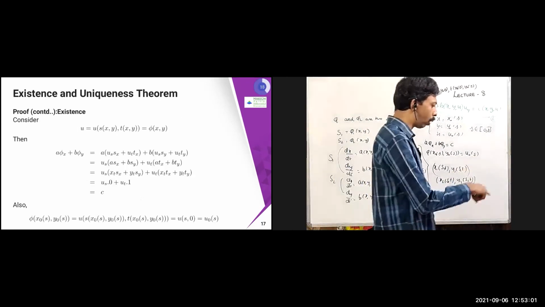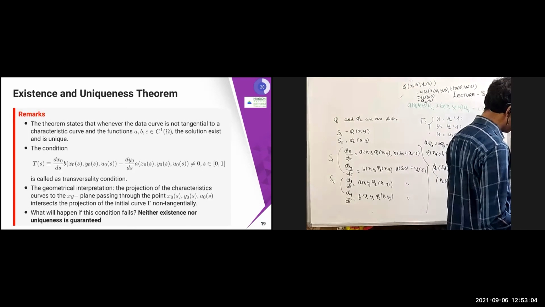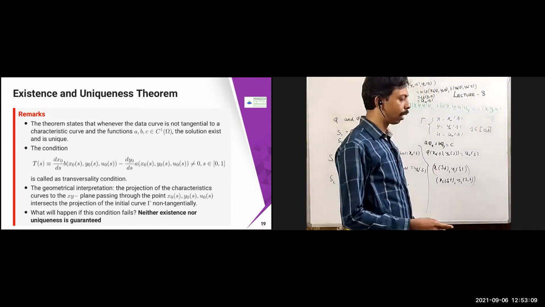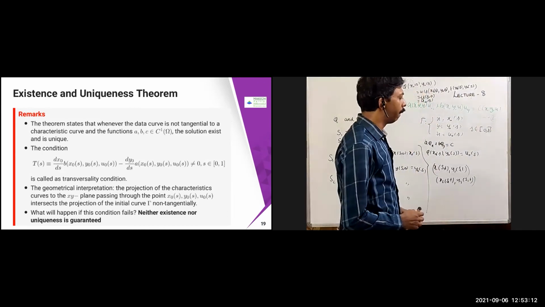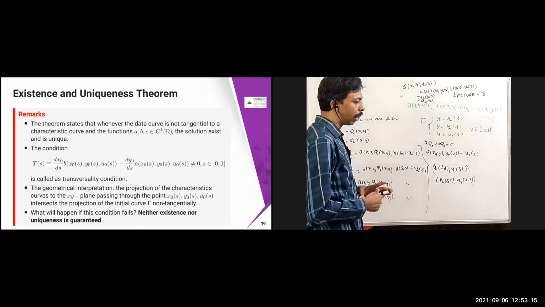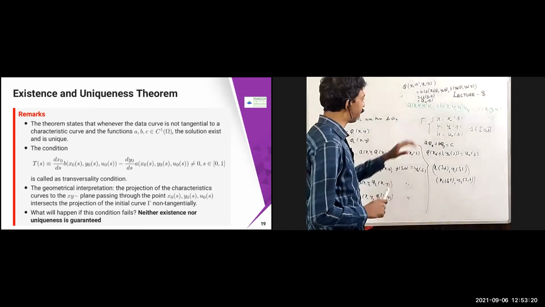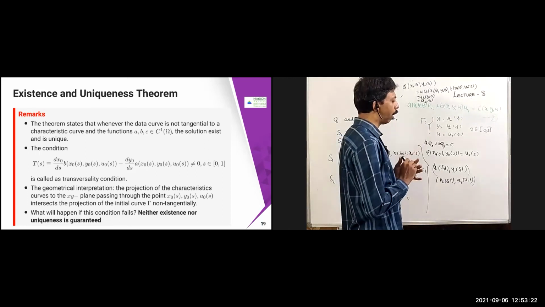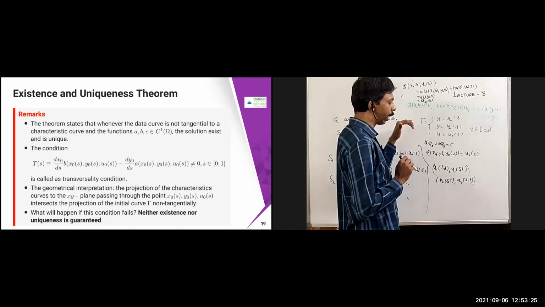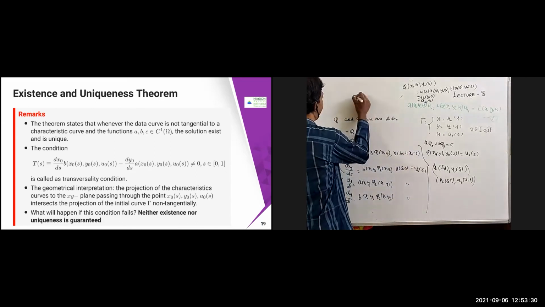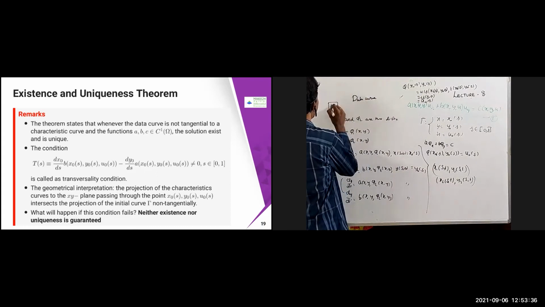So only this portion I have left as an exercise to you. Only one part. Just explain. So what the theorem is stating, in a physical sense, is this. Whenever there is a theta curve gamma, and the gamma is not tangential to the characteristic curve. Suppose I have a theta curve. Theta curve means whenever you have a PDE, for this PDE you have to give some input.